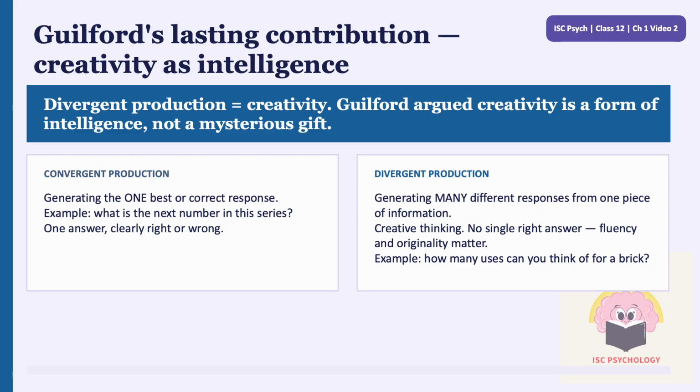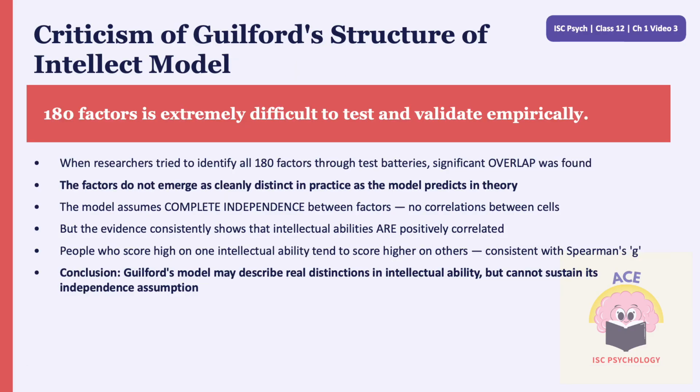One of Guilford's most lasting contributions came from his distinction between divergent and convergent production. Convergent production is what traditional tests measure: one correct answer. Divergent production is creativity, which means many possible answers, original ideas, and flexibility of thought. Let us now look at the limitations of this model.